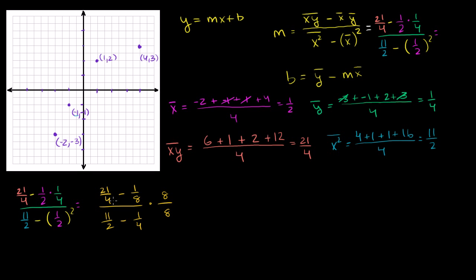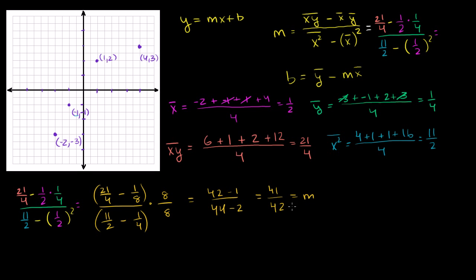So 21 over 4 times 8 is the same thing as 21 times 2, which is equal to 42. Minus 1/8 times 8, we have to, of course, distribute the 8s, so it's minus 1. All of that over 8 times 11 halves, which is 11 times 4, which is 44. And then 8 times 1/4 is 2, so it's minus 2. So 42 minus 1 is 41, and 44 minus 2 is 42. So the slope is 41/42.